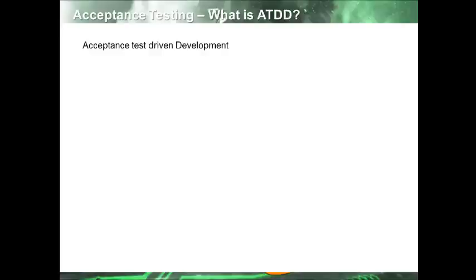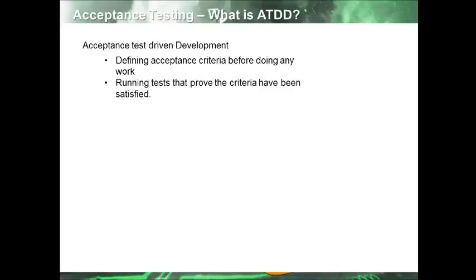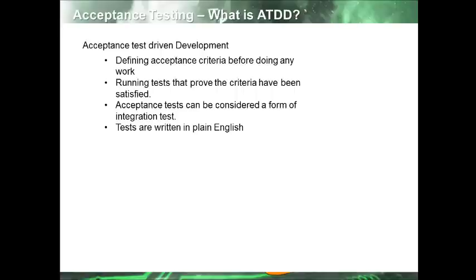Okay, so what could an ATDD process be made up of? Well, first of all, like I say, we need to define our acceptance criteria before doing any work. We need to be able to run our tests and prove that our criteria have been satisfied. We need to understand that our acceptance test can also be considered a form of integration test, in that an acceptance test is going to cover a number of different parts of our system and check that those parts of the system are integrated with each other. An integration test can be many other things as well, of course, but an acceptance test can be considered a form of integration test. And we want to talk about how our tests can be written in plain English, as I say, in a language that anybody can understand, and in particular the people that are writing the tests and defining our requirements, the business users.